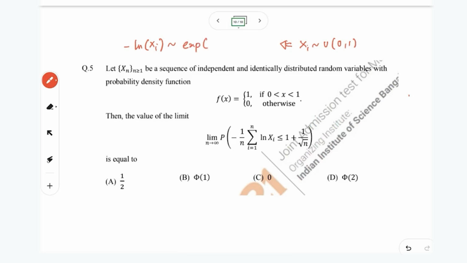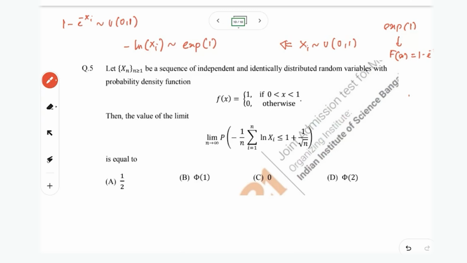Great, super. Why? You can prove it. Exponential 1 has CDF Fx, what is the Fx of exponential? Yeah, 1 minus e to the power minus x. So, 1 minus e to the power minus xi will follow uniform 0, 1.